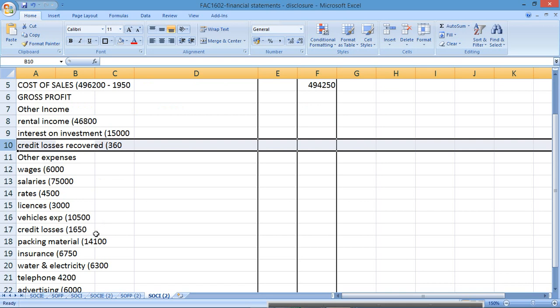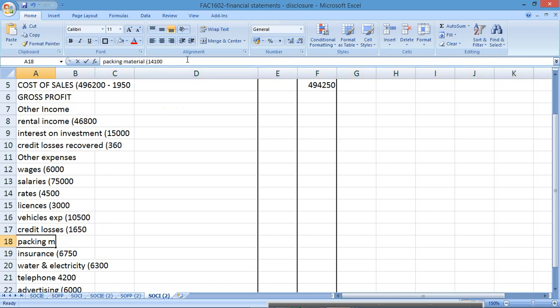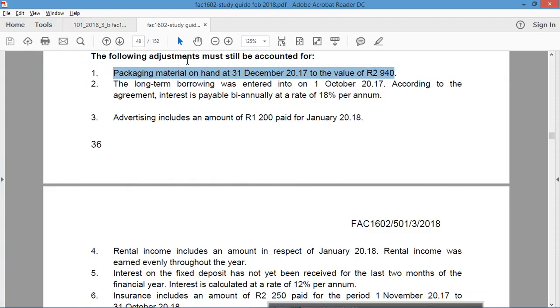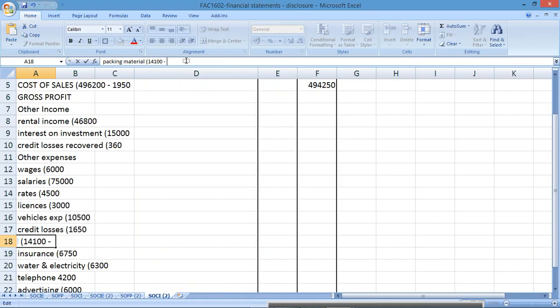So where's packing material? There it is. What am I going to do to it? You're going to minus 2940. Okay, there's half of the mark. So that you need to cross off. That's not right. Just make a note here. This is what? An asset. Yes, that's the first step. Packing material on hand is an asset. And it's an adjusting journal entry.